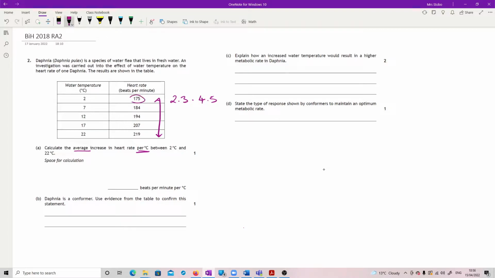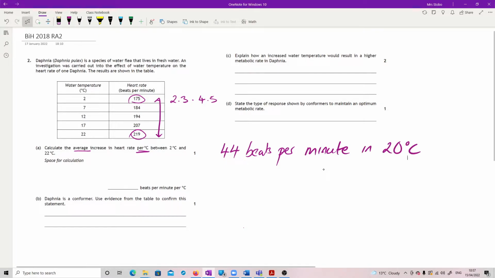Our difference going from 175 up to 219, so that is 44. So it's 44 change in heart rate between 2 degrees and 22 degrees. So it's 44 beats per minute change in 20 degrees C. So I just need that for 1 degree C, so 44 divided by 20 gives me 2.2. Okay? Right, Daphnia is a conformer.